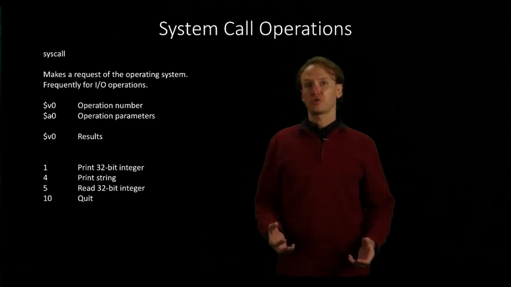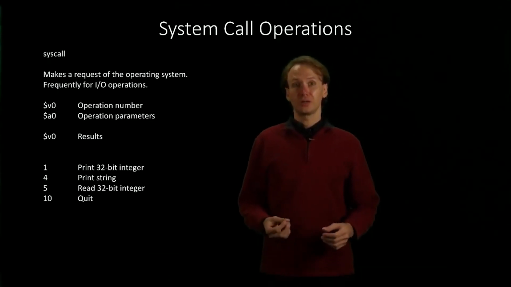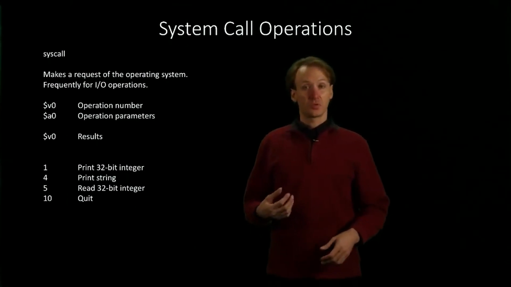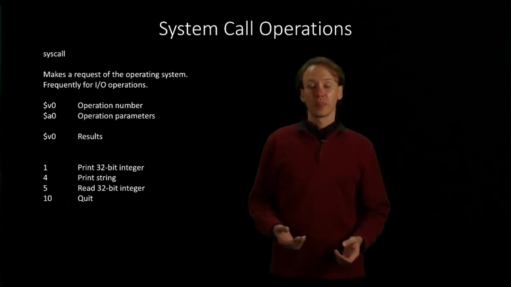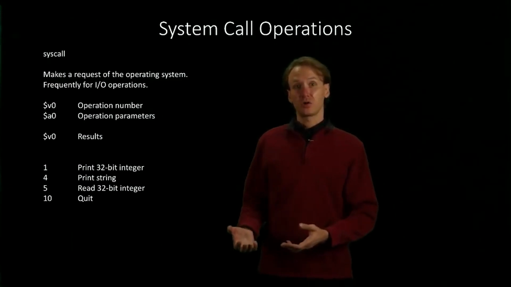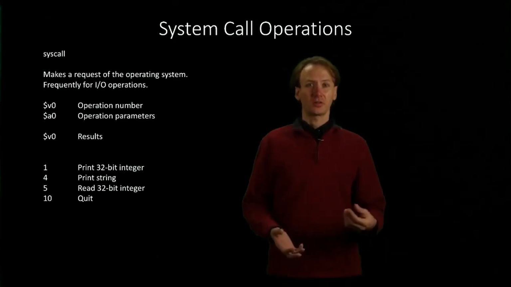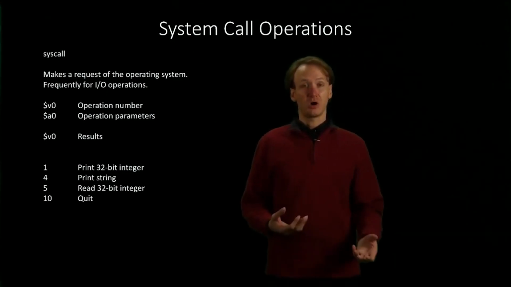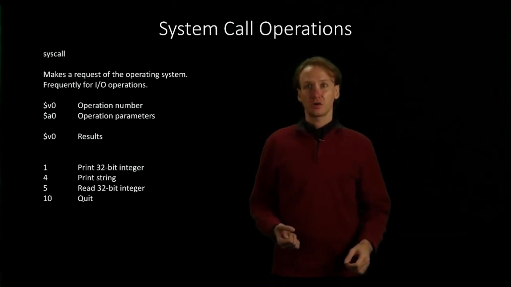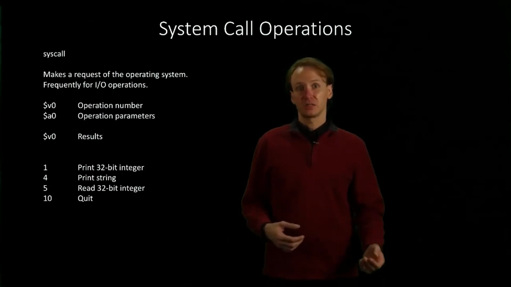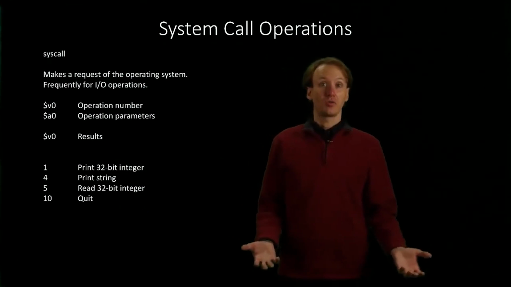Our system call operations will give us a way to interact with our operating system. The most common use for this is for input and output operations, when we want to read something from the console or print something out to the console. There are a couple other things we can do with our system call operations, but the most common are just things like reading integers, printing strings and integers, and quitting our program.